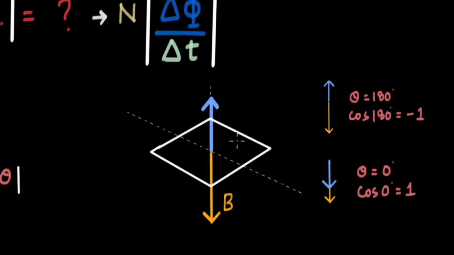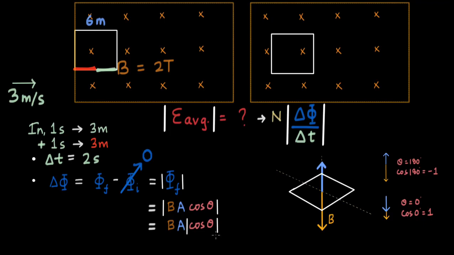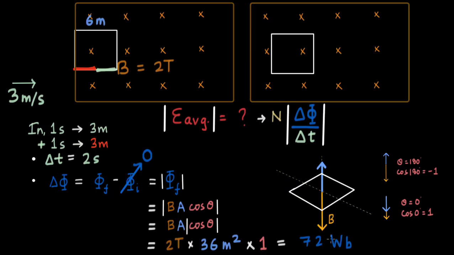Again, that is something that we will not go into in this video. We are only interested in the magnitude of cos theta. And in either case, the magnitude of cos theta comes out to be 1. So now let's plug in the values. And if we do that, here is your magnetic field strength, here is your area, and the cos theta is just 1. So this will give us the final flux, and rather the change in flux, to be 72 Webers.